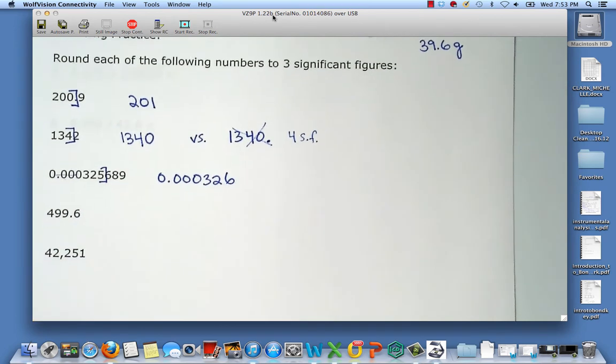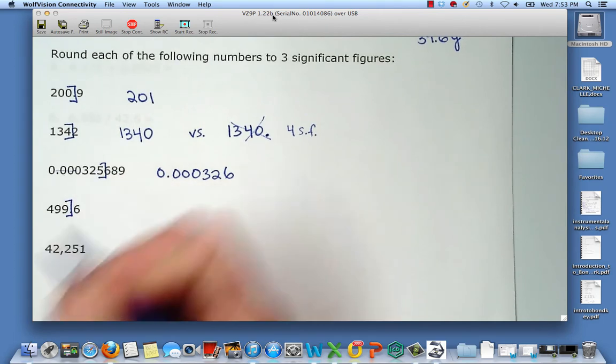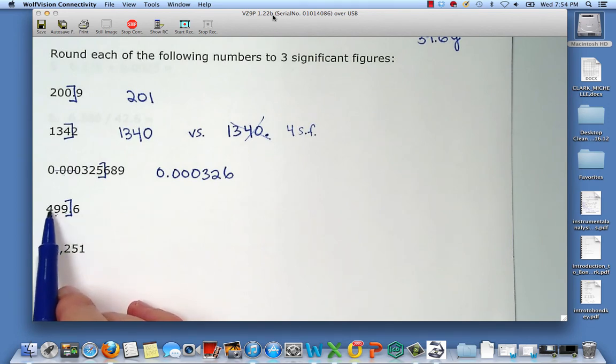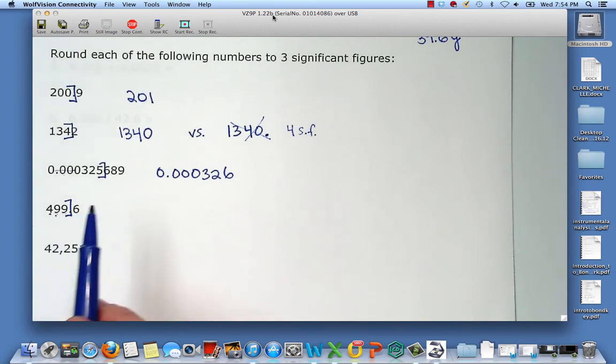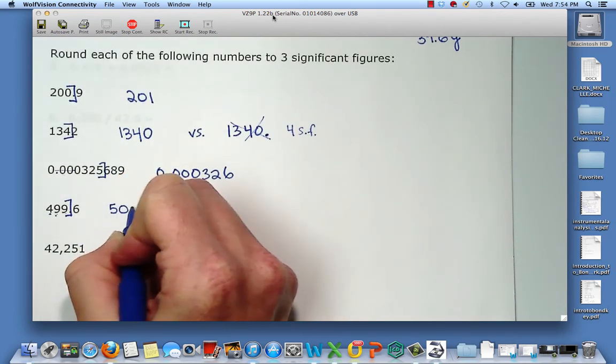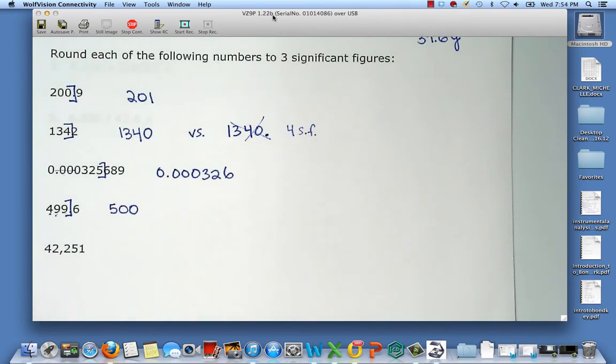3 sig figs, 499.6. Put that bracket in between. This 6 is greater than 5, so I'm going to round that 9 up to 10. That 10 gets rounded up here to another 10, and that makes this 4, what? 5. You have to think way back to our math days. So 500 is what you would get. Now if I write it just like this, how many sig figs do I have? Just 1 sig fig. So I need to put a decimal point.